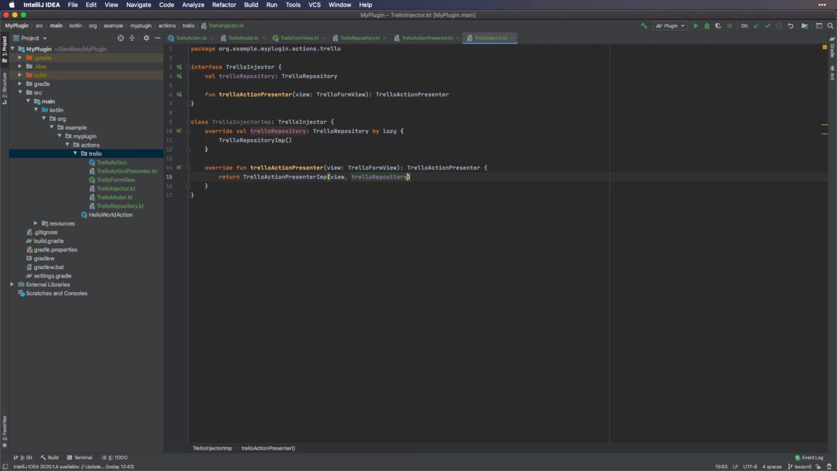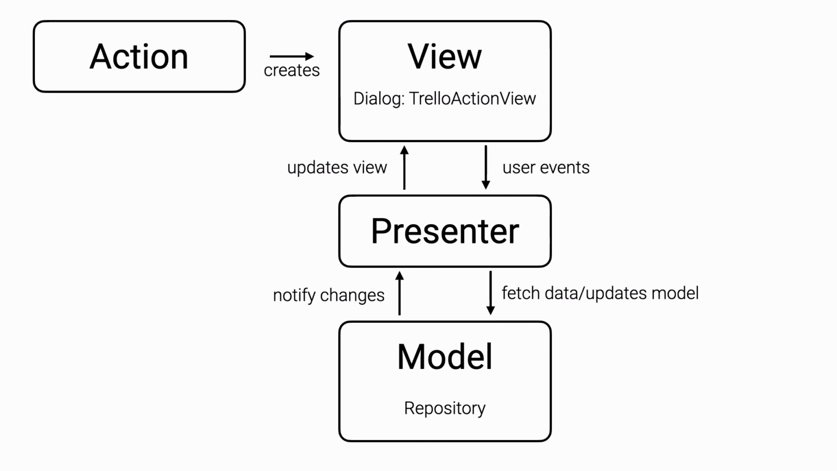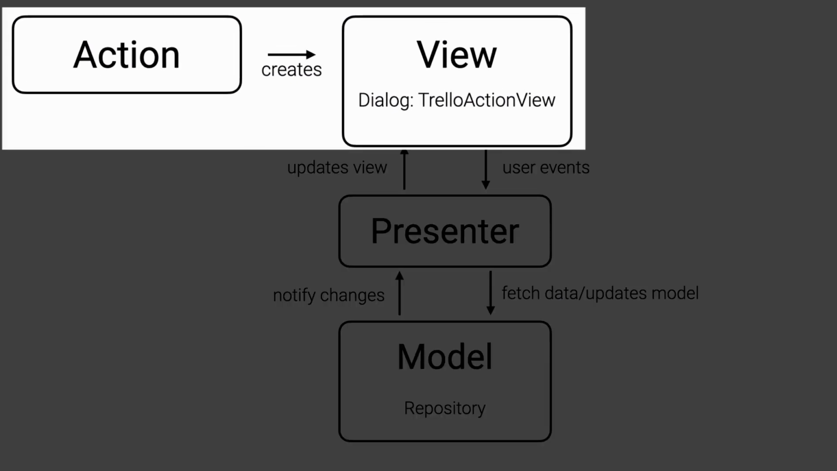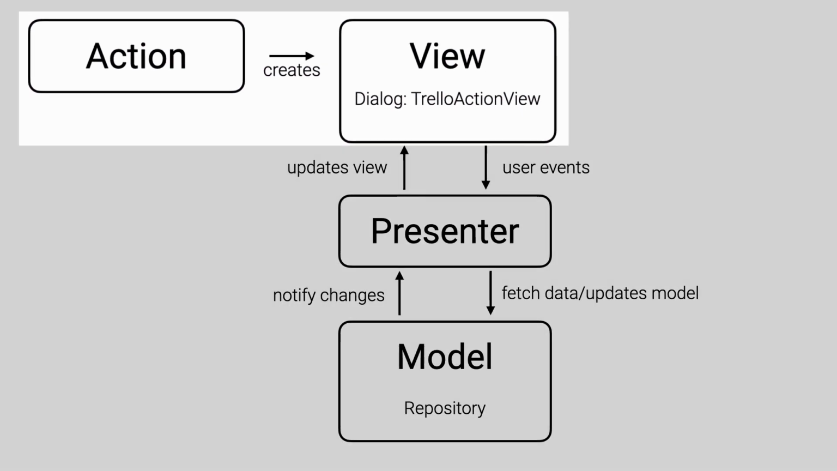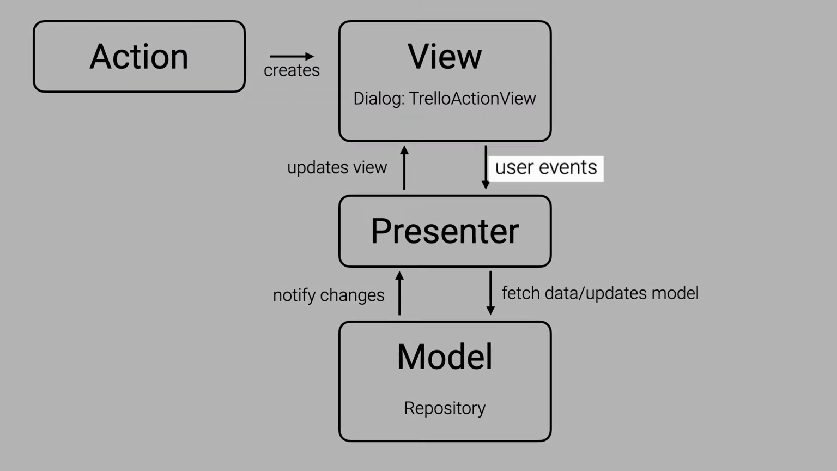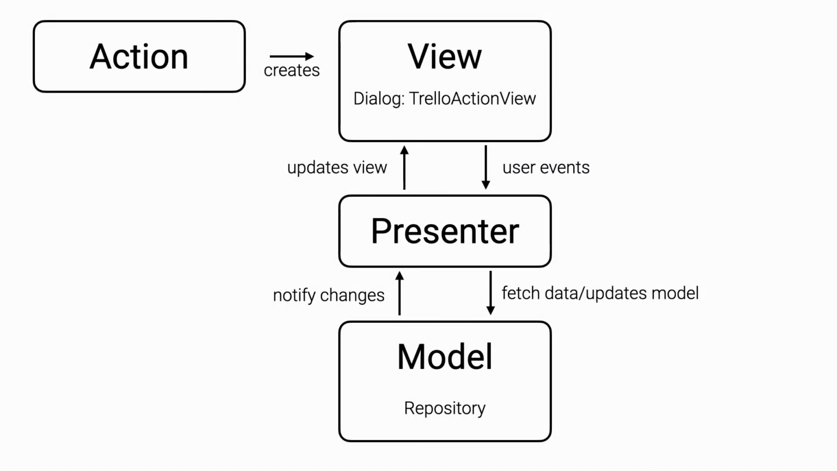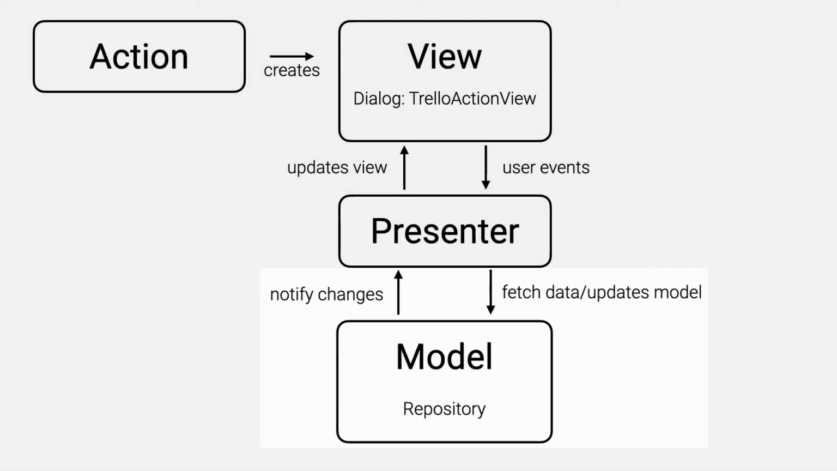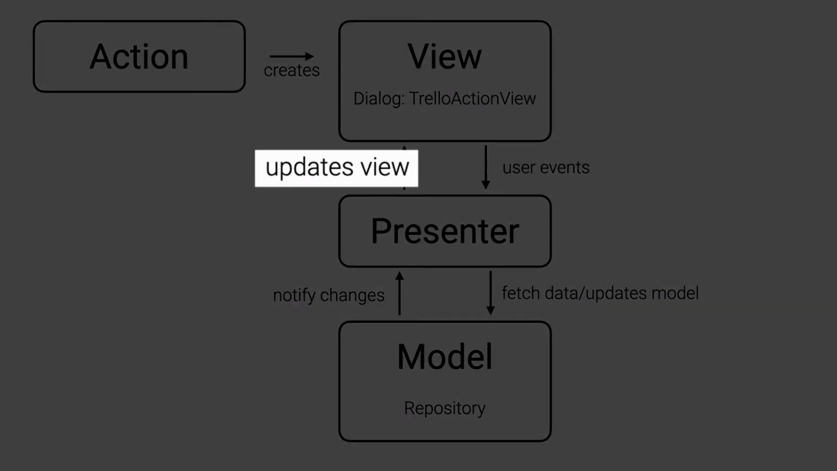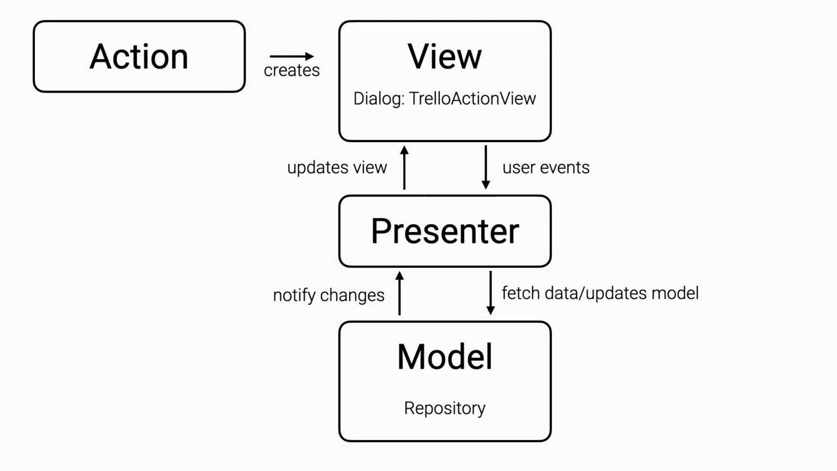But before we finish, let's do a quick recap. We are using an MVP pattern to architect our action. This action will create a dialog that will implement Trello Action View and act as our view. The view will send user events to a presenter, which will fetch data from a repository, and then it will update the view with that data. To inject our different classes, we will use our own injector rather than using Dagger or Koin, and we will pass that injector from the action to the view.